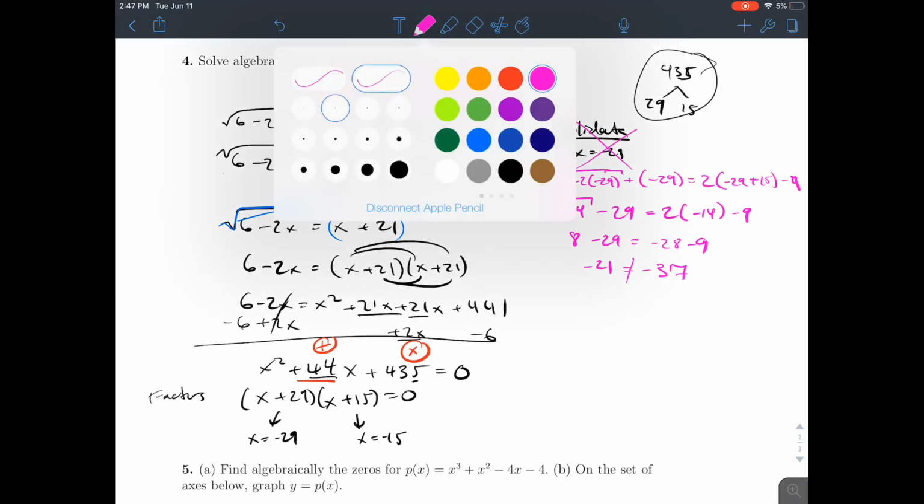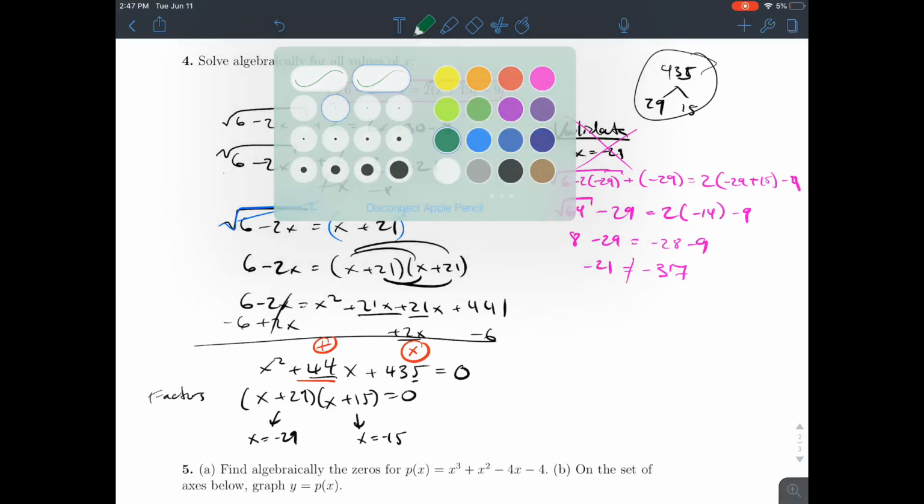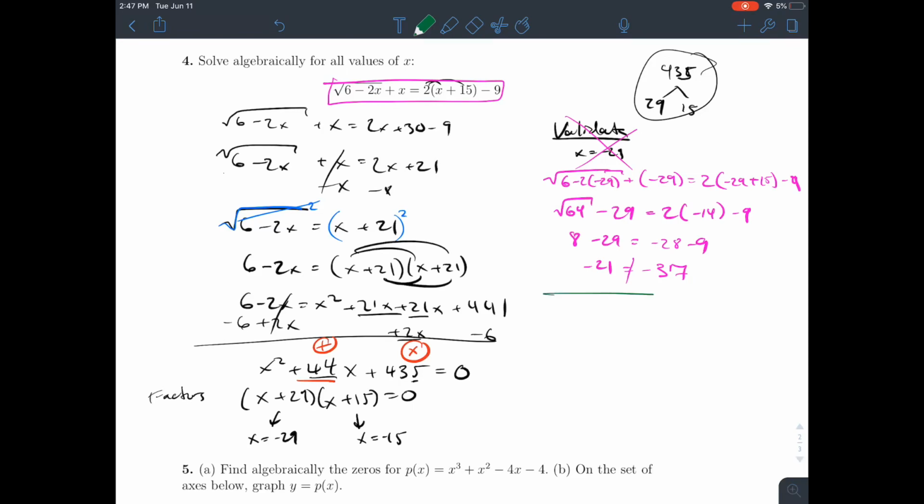Now you do have to check the other solution as well because you can't infer meaning from one check about the other. So this will be x equals negative 15 that we're checking. So let's plug that in. We get 6 minus 2 times negative 15 plus negative 15 equals 2 times negative 15 plus 15 minus 9. Negative 2 times negative 15 is 30, plus 6 is 36, so 36. Adding a negative here is the same as subtracting by 15 equals negative 15 plus 15 is 0.